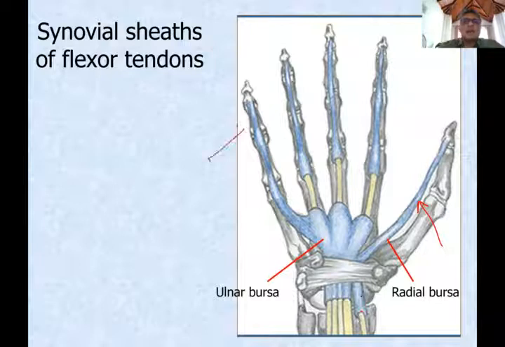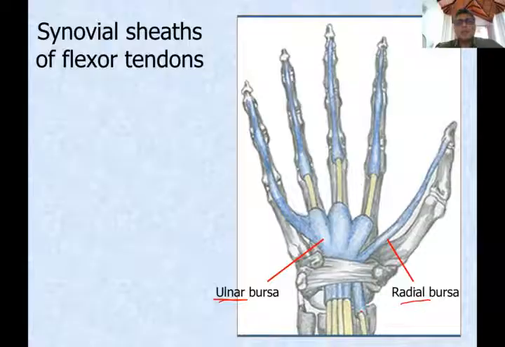Then similarly, the long flexors of the little finger also have a separate synovial sheath. It enters the palm, and inside the palm it becomes a common synovial sheath, which is common for the second, third, fourth, and fifth long tendons. So it forms a common synovial sheath here, a single continuous one, and this one is called the ulnar bursa. The previous one, which is around the flexor pollicis longus, is called the radial bursa, and this one is called the ulnar bursa. So that is one point that you have to remember.